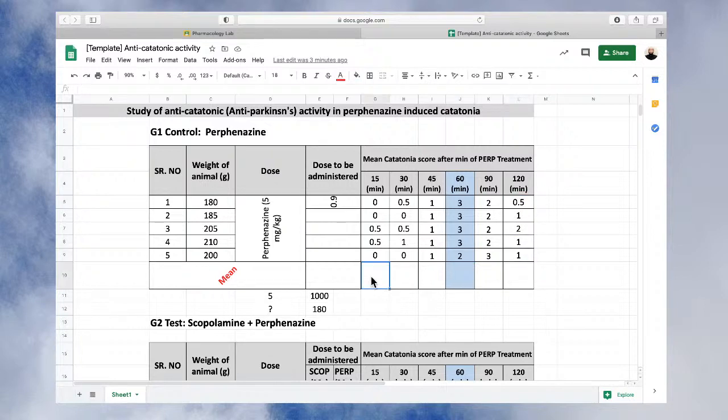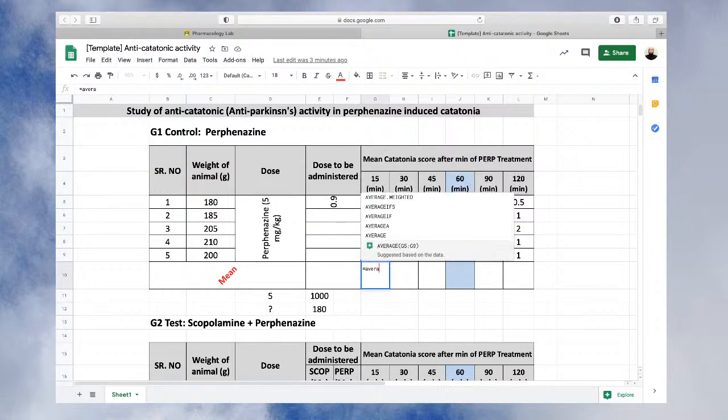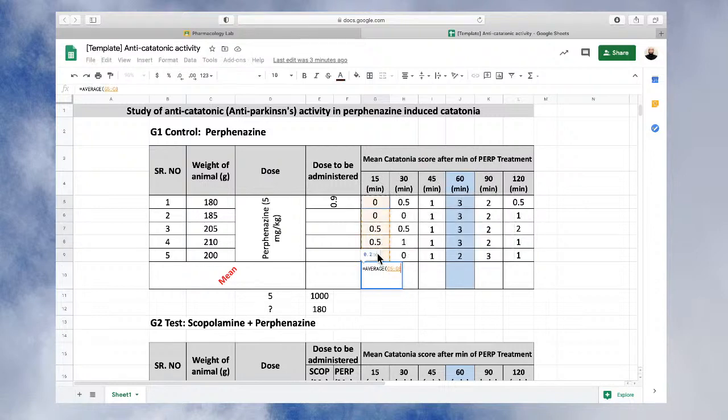Okay. So when you take the mean of this, how will you take the mean? It is equal to average. I will show you the demo. You will apply the formula, select those rows, and now you will get the mean for this. So the mean after 15 minutes of the treatment, and if you drag this till the end, you will be able to calculate the mean catatonic score after different minutes of administration of perphenazine. So after 15, 30, 45, 60, 90 and 120.